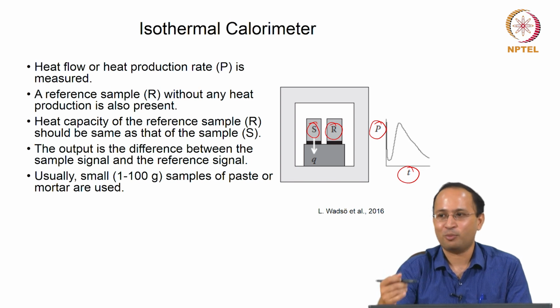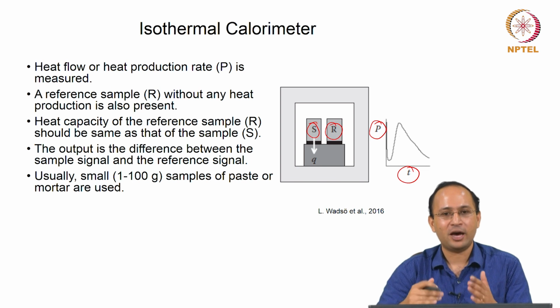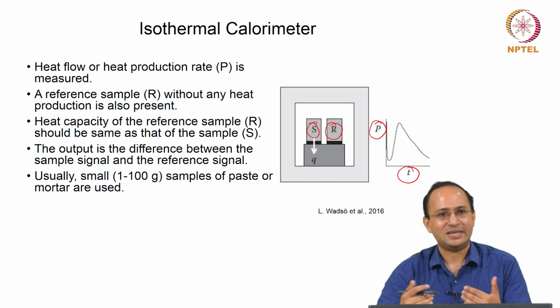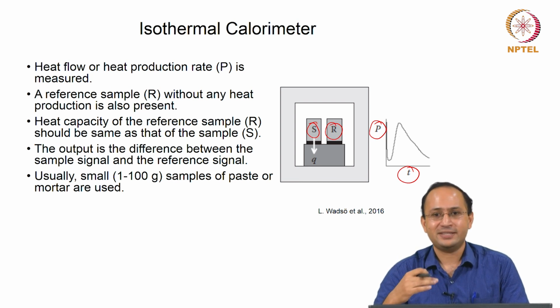Thermal power tells you about the heat production rate. So this is a typical signal you get. We will convert it later, come back to it, but the idea is you have a reference and sample, and you are measuring the difference between reference and sample. Basically, whatever heat is generated is sent to the heat sink.